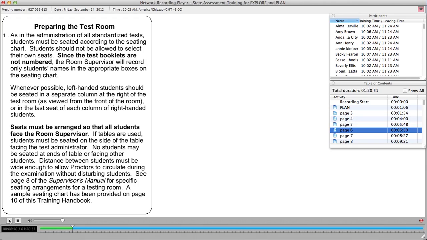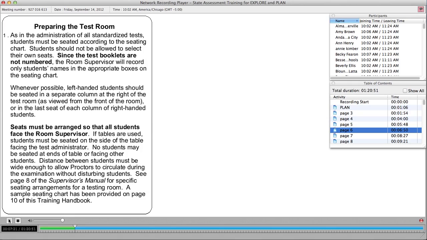In preparing the test room, as in the administration of all standardized tests, you must seat the students according to the seating chart. Students should not be allowed to select their own seats. And since the test booklets are not numbered, the room supervisor will record only students' names in the appropriate boxes on the seating chart. In most of our tests, there are booklet numbers, so the booklet number and the name is recorded on the seating chart.